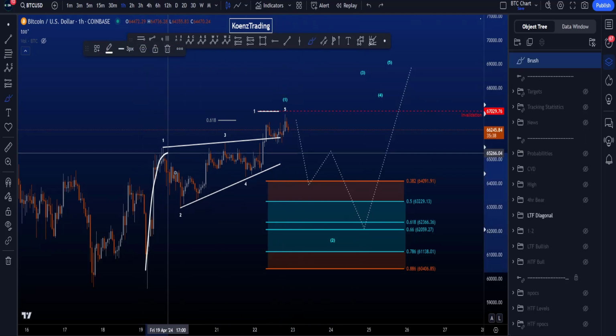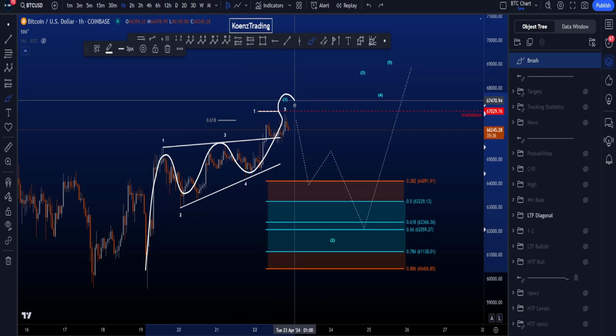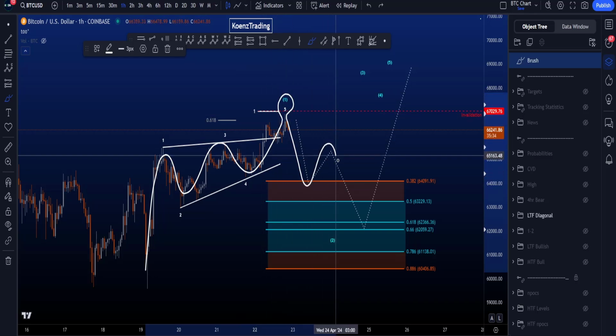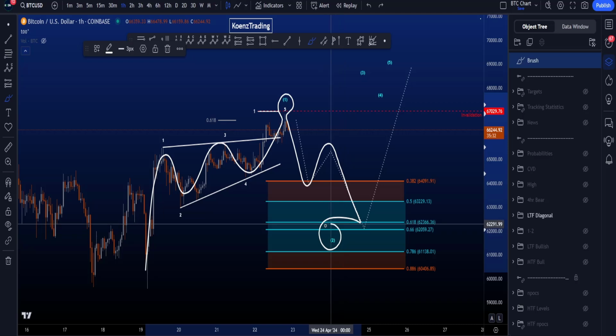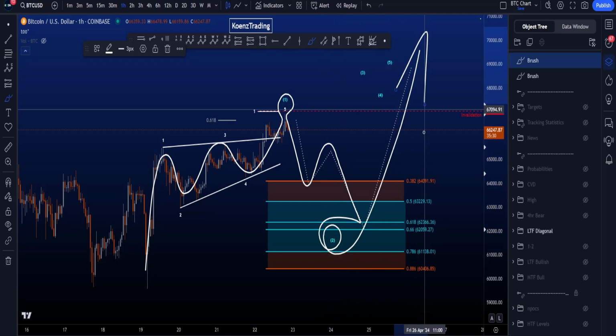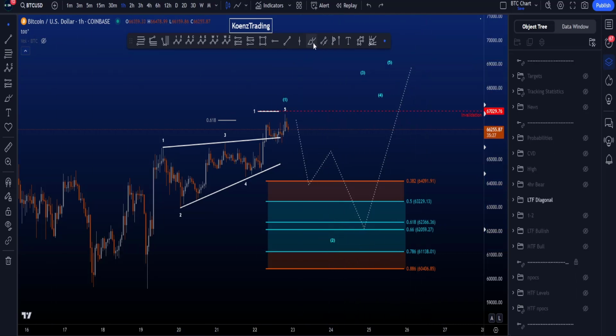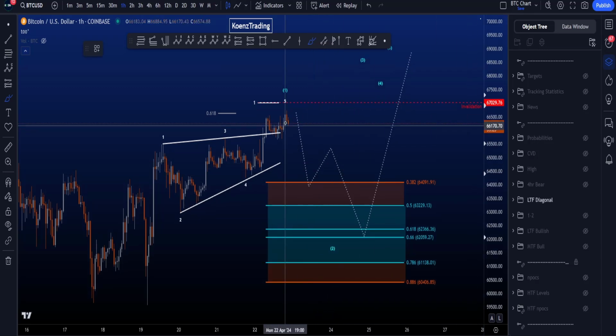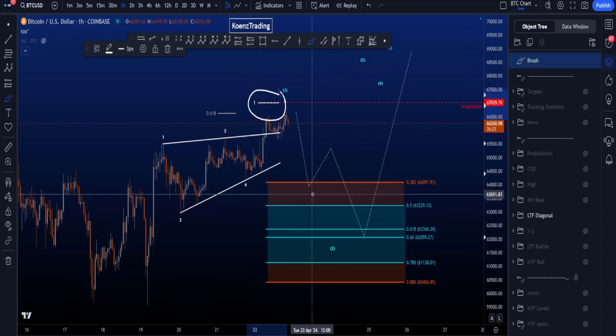So what we're looking for is a 5-wave structure here in this blue wave 1, and then we want to see a 3-wave move to the downside in the blue 2 before then continuation to the upside in a bigger wave 3. In this scenario, the invalidation is just above a price.